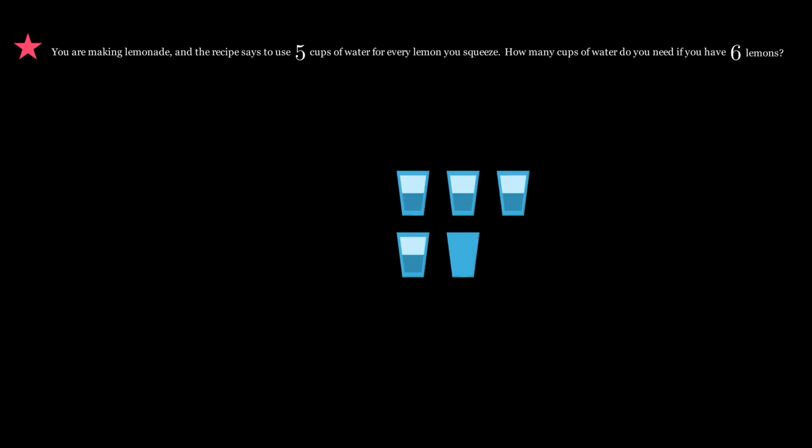One use case of proportion is to find an unknown quantity. Let's take a look at this example. You're making lemonade and the recipe says to use 5 cups of water for every lemon you squeeze. How many cups of water do you need if you have 6 lemons? Well, to solve this problem, we need to set up a proportion between the cups of water and the lemons. So one ratio would be 5 cups of water for 1 lemon.